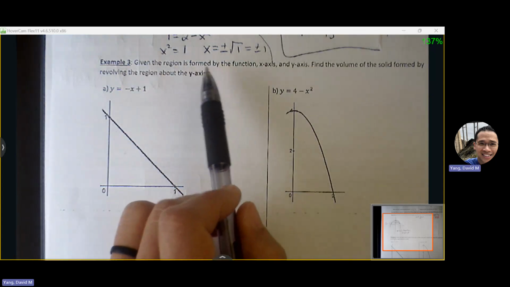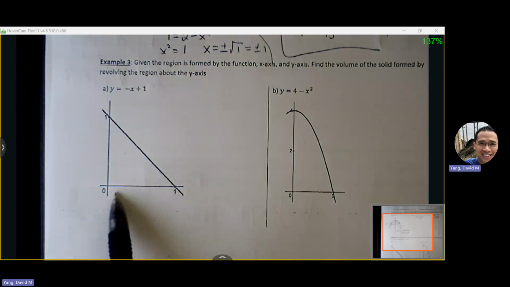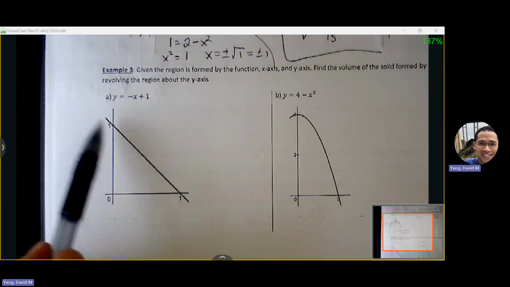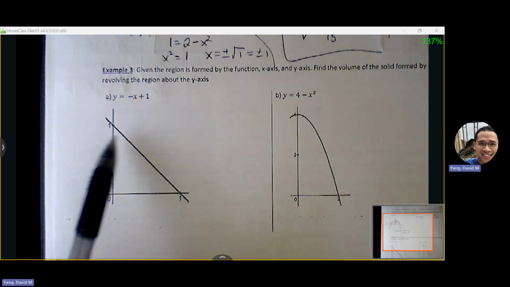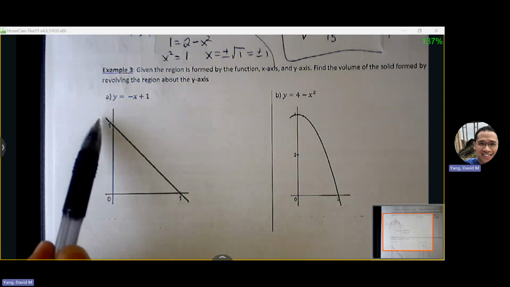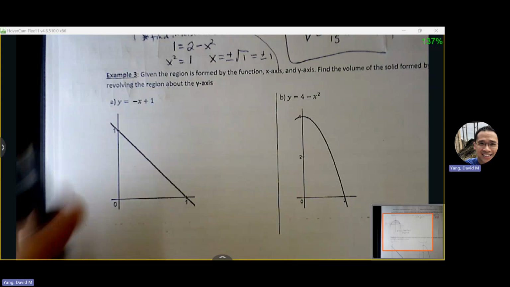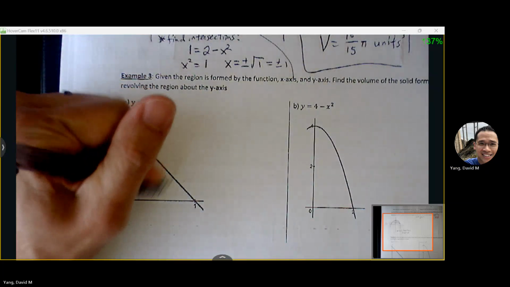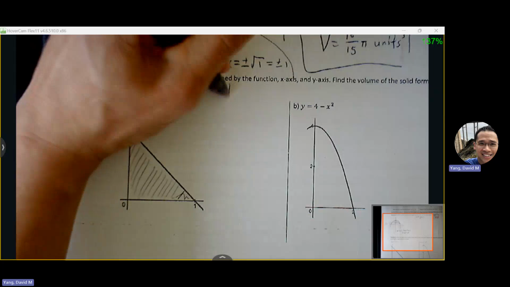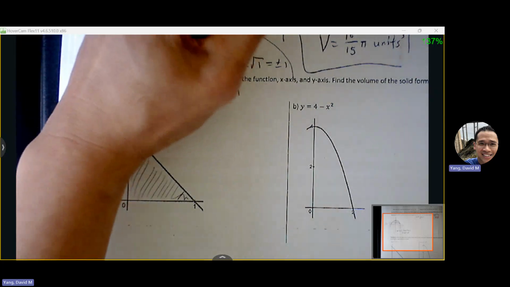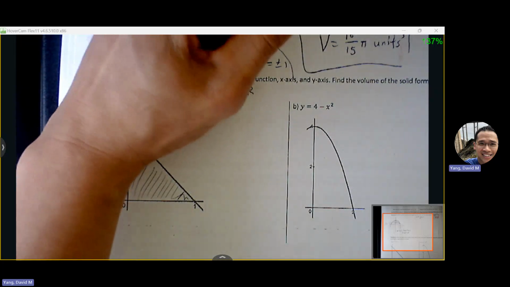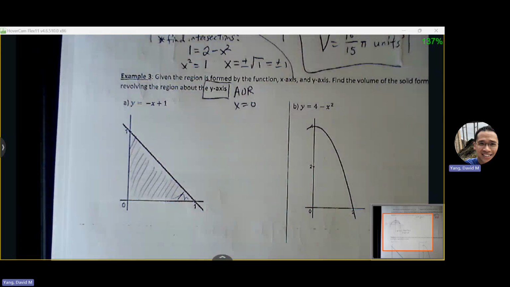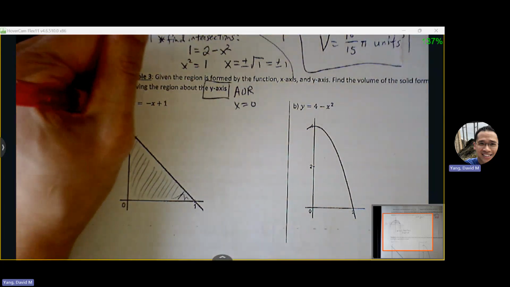All right, given the region formed by the function, x-axis, so you've got the x-axis, you've got the y-axis, and then you have y equals -x plus 1. That's this linear graph, and it's going to create this triangle here. And we're going to take this shaded region, and we're going to rotate this region around the y-axis. So my axis of revolution is now going to be x equals 0. So let's do a dotted line. I like to use a different color here.